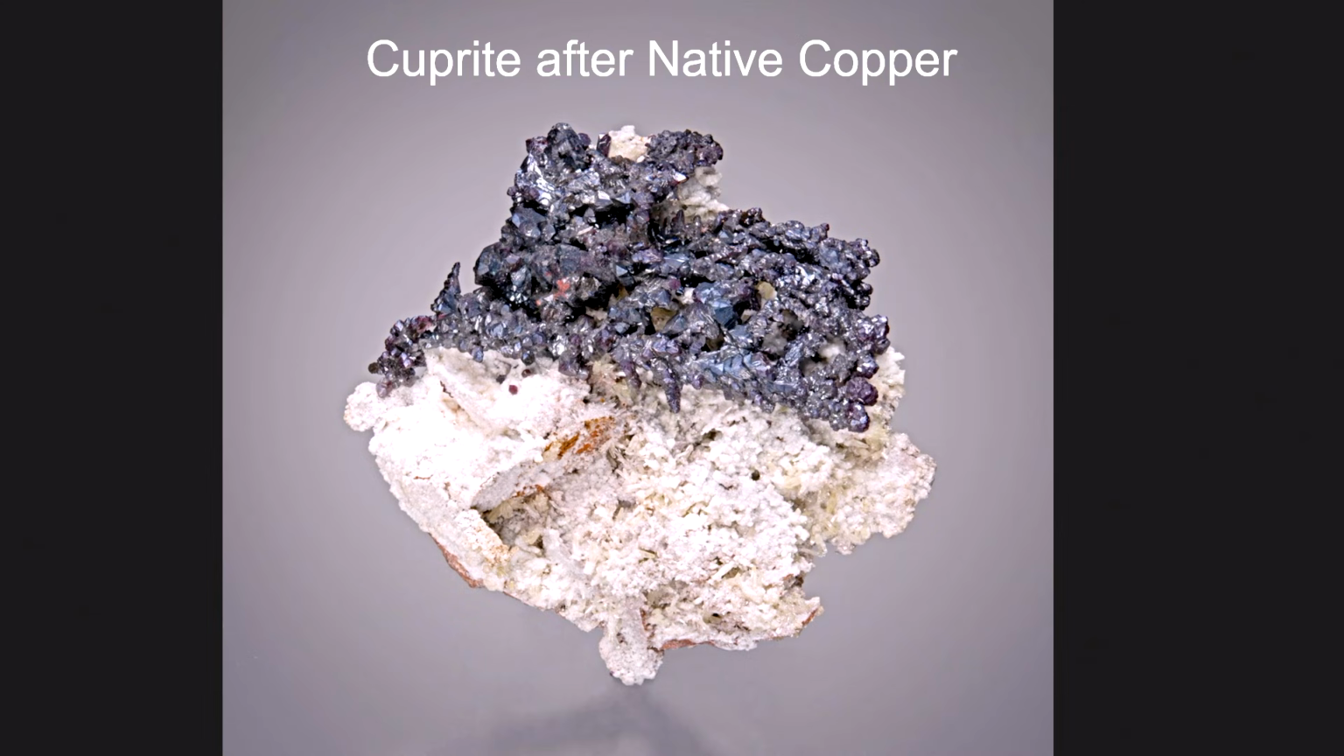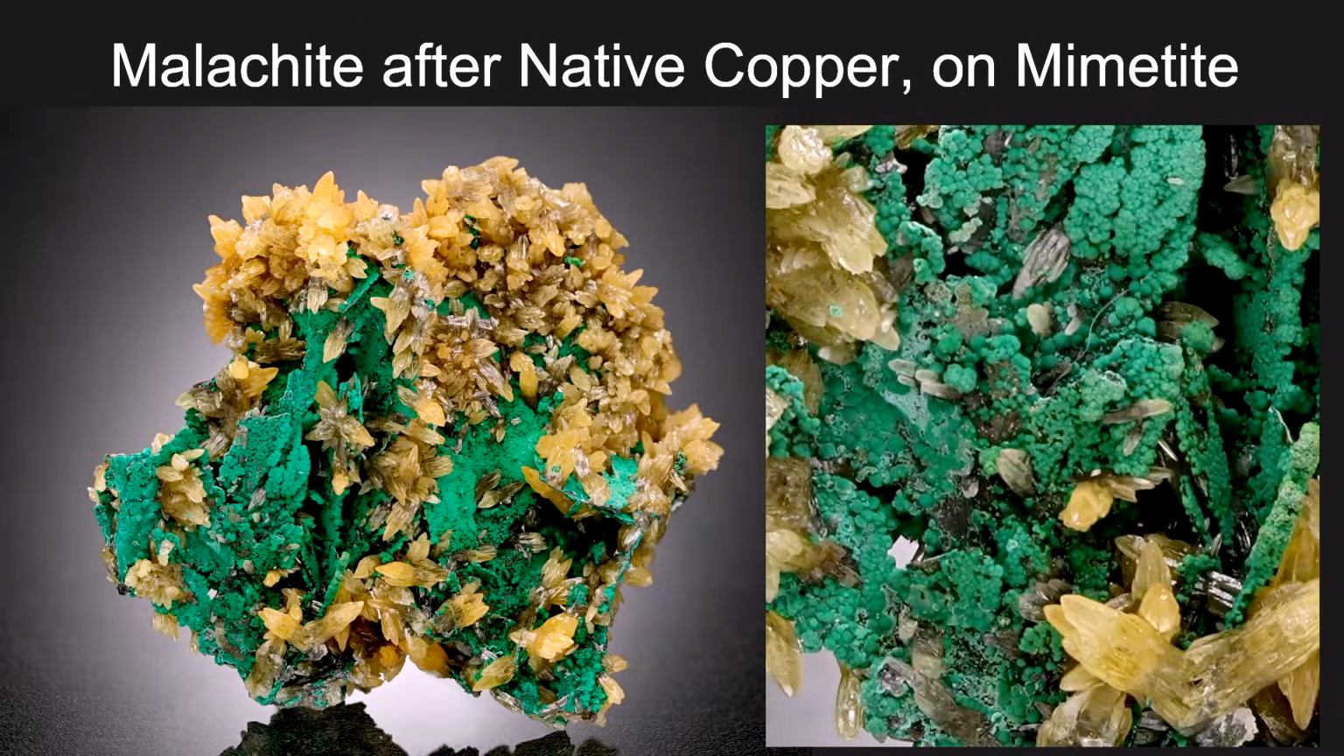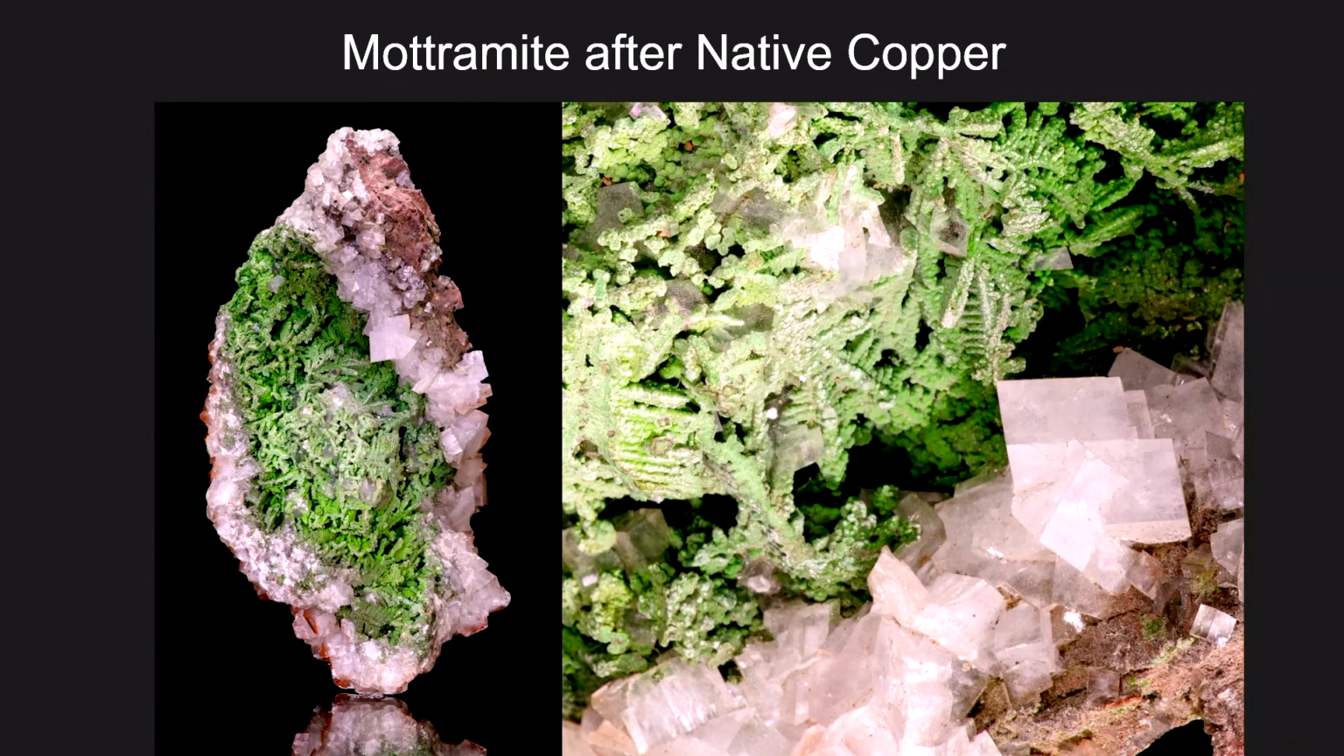Here's a pseudomorph that's gone in the opposite direction. It started out as native copper in arborescent crystals, and it was pseudomorphed to lustrous cuprite. Here we have native copper that has been pseudomorphed to malachite on a matrix of mimetite crystals. And here we have native copper that has been pseudomorphed to malachite, surrounded by a matrix of calcite crystals.